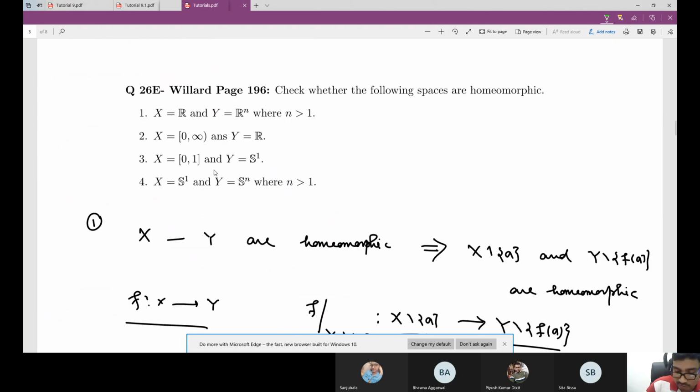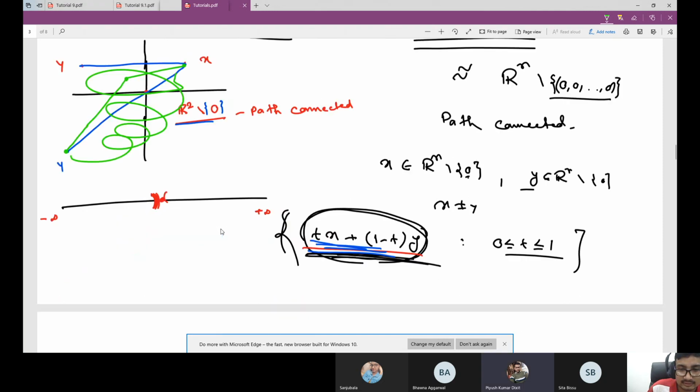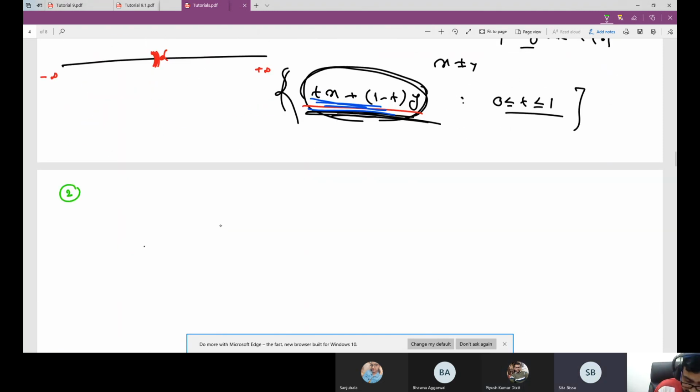Okay, fine. So it's clear why R and R power n are not homeomorphic. Second one: are 0 infinity and R homeomorphic? Sir, this also will not be. Why not? Sir, here also define R minus a point. R minus 0 is disconnected, and 0 infinity is connected, right?